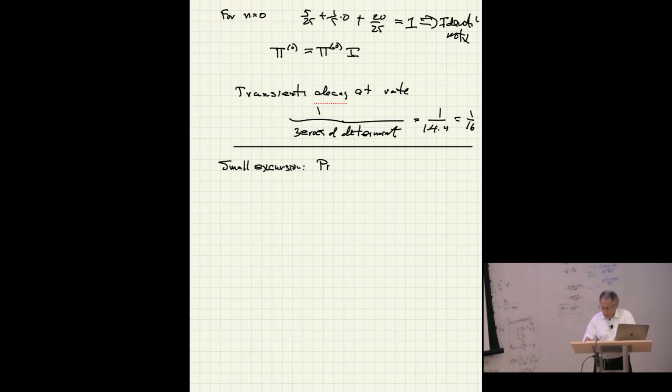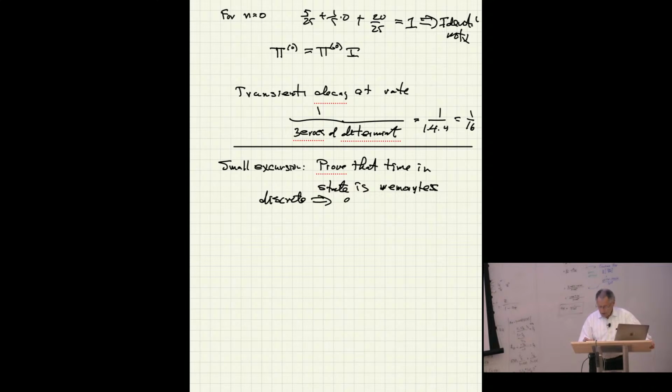I want to prove that the time in state is memoryless. By memoryless, I mean when you're going to leave that state doesn't depend on how long you've been there. There's no memory about how long you've been there. And in this case, for discrete, it's going to be a geometric distribution. And the geometric is the unique memoryless discrete distribution. Okay? Let's assume we just entered state Ei.